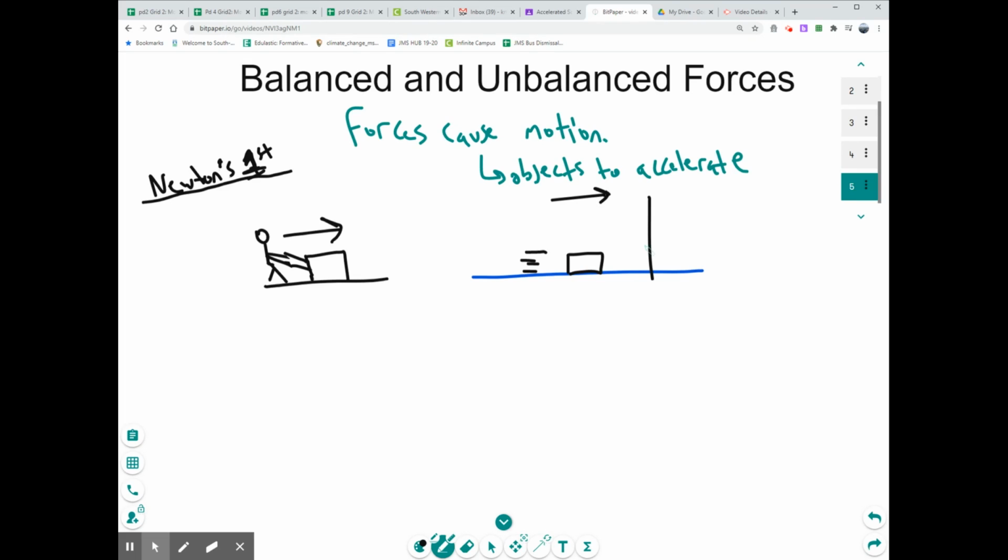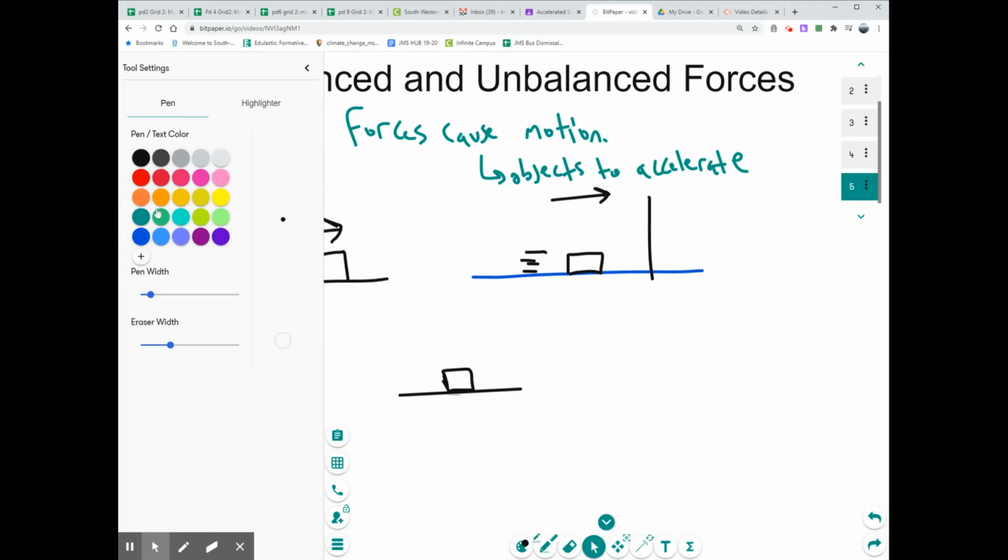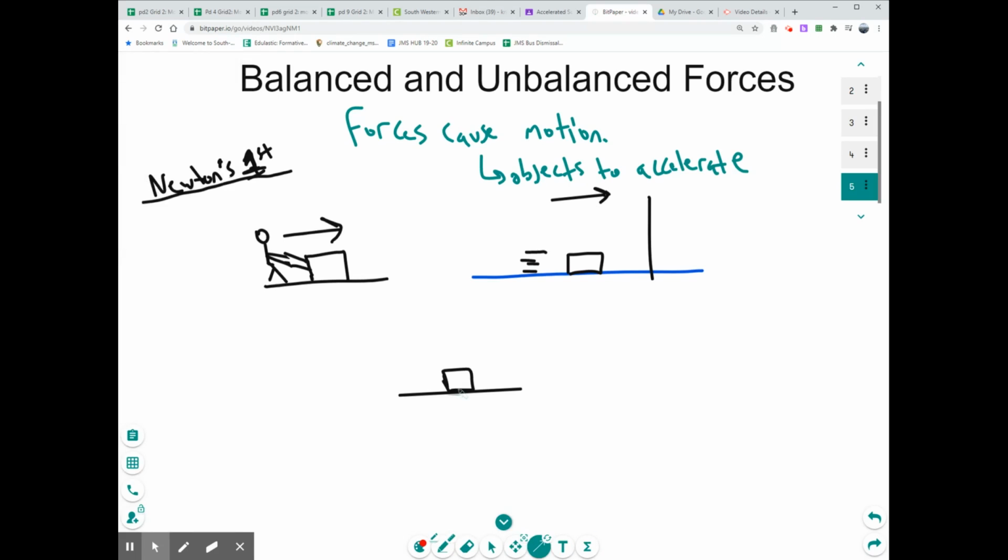Okay, so those are some quick examples of how Newton's first law works. Okay, but let's look at some problems. So let's go back to our box. Box touching the ground. Hooray. Okay, let's diagram the forces acting on this thing, shall we? So we know that there is gravity.